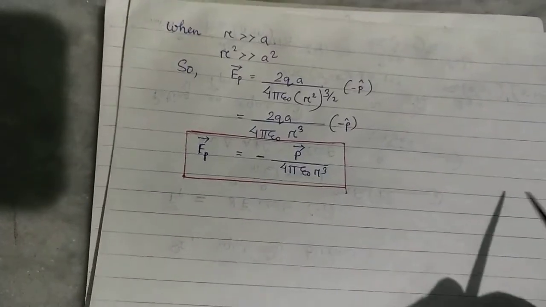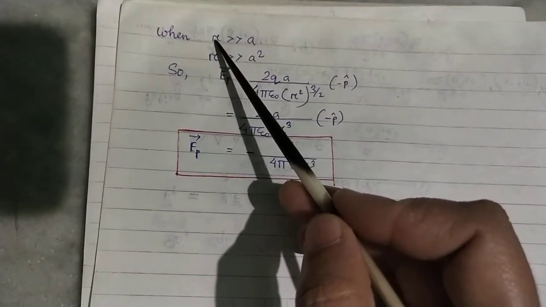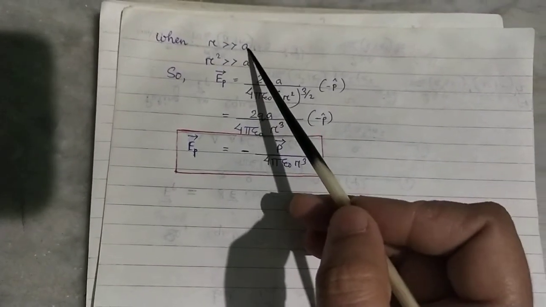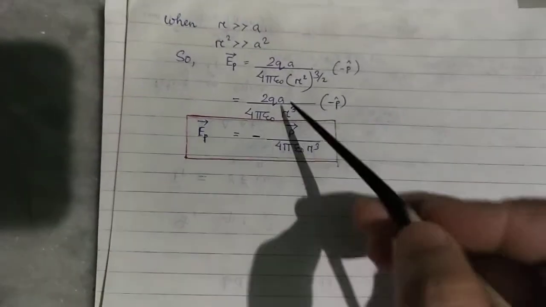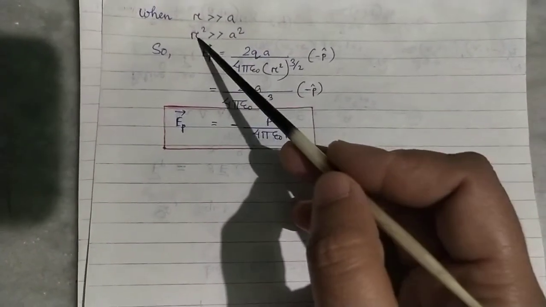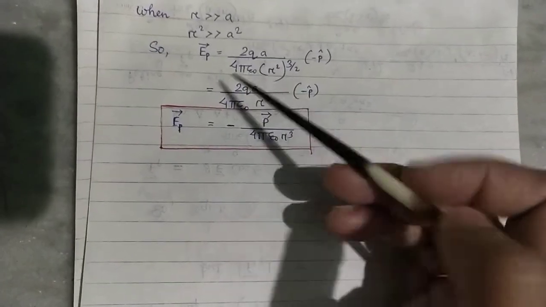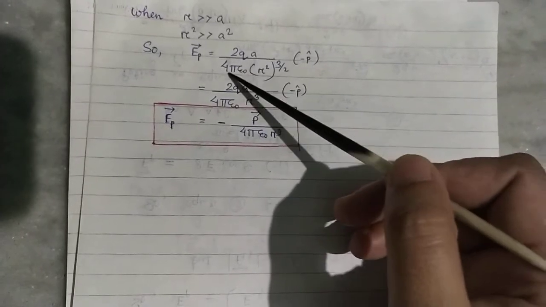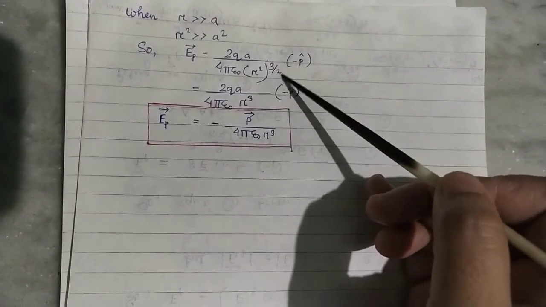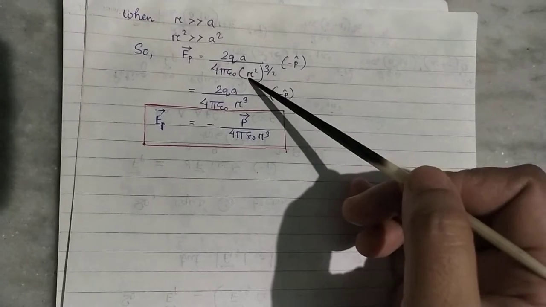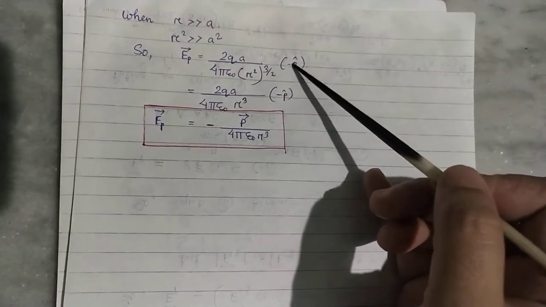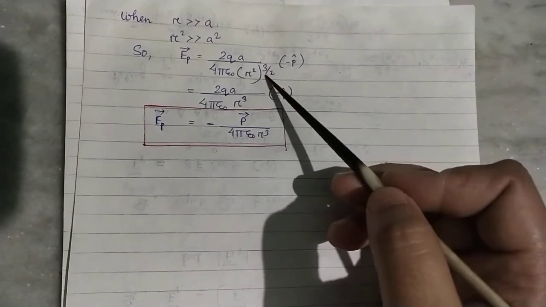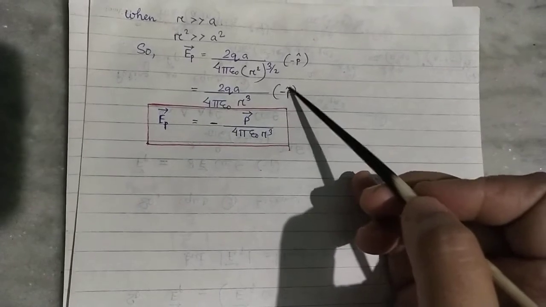Now I have to apply the condition for R. That means the point R is very much greater than the distance of separation between the two charges, that is R is very much greater than A. So what will happen? R square will be very much greater than A square. So we can ignore the A square term and our E P will be equal to 2QA over 4 pi epsilon naught. This is R square plus A square was there, so we will omit the A square and we will be left with R square to the power 3 by 2, minus P cap. So it is 2QA over 4 pi epsilon naught, this 2 cancels, R cube, minus P cap.